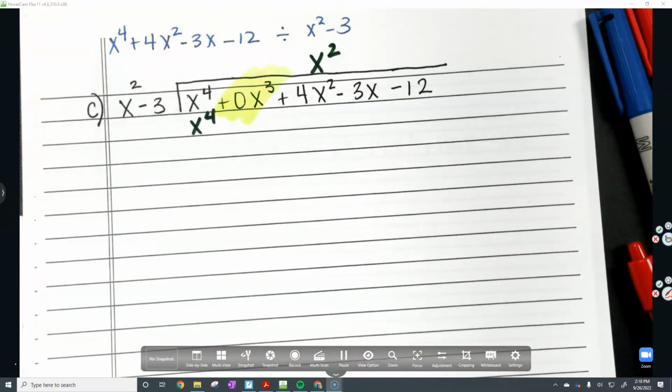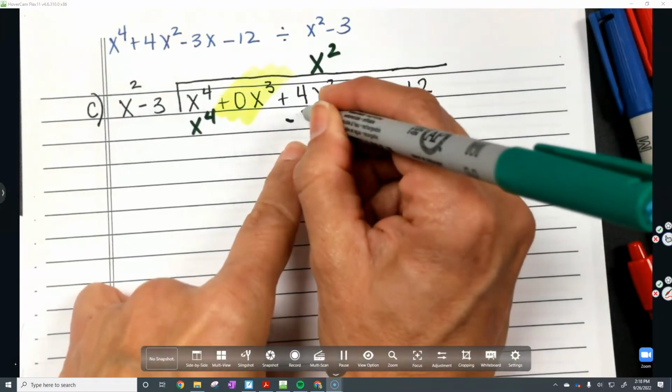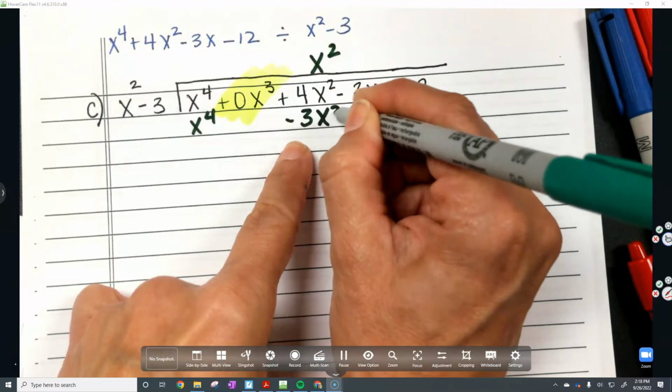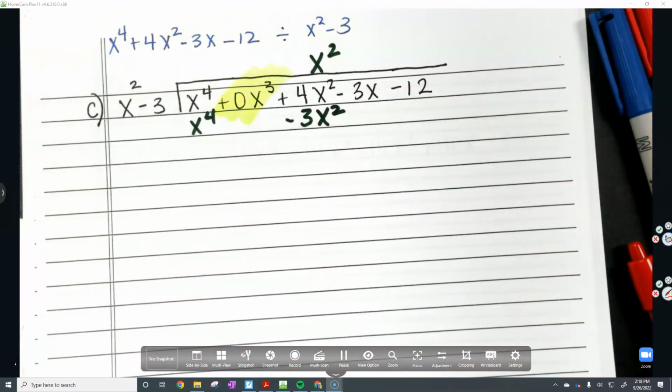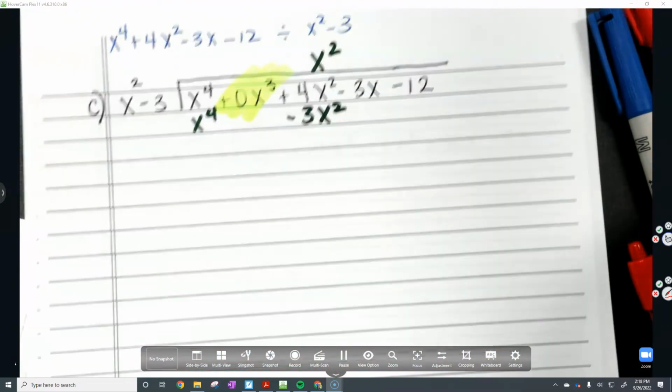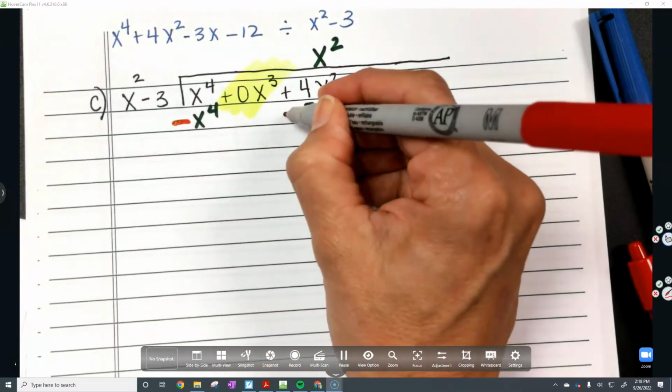Negative 3x squared. Make it all the way over here. You've got to make your stuff all lined up. What's next? Change the signs. Yes.